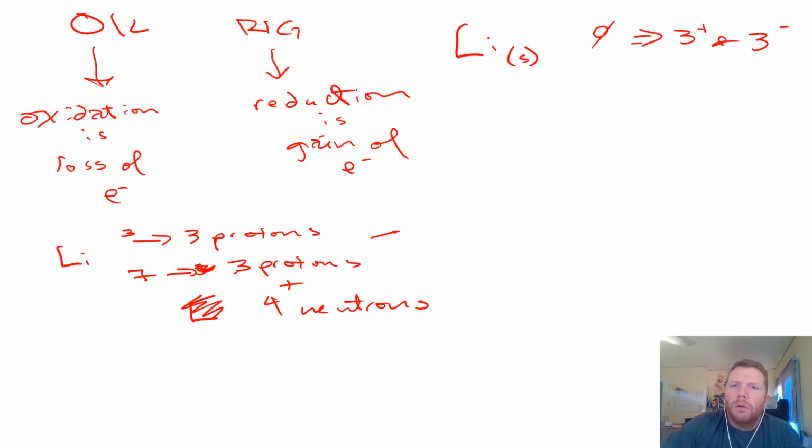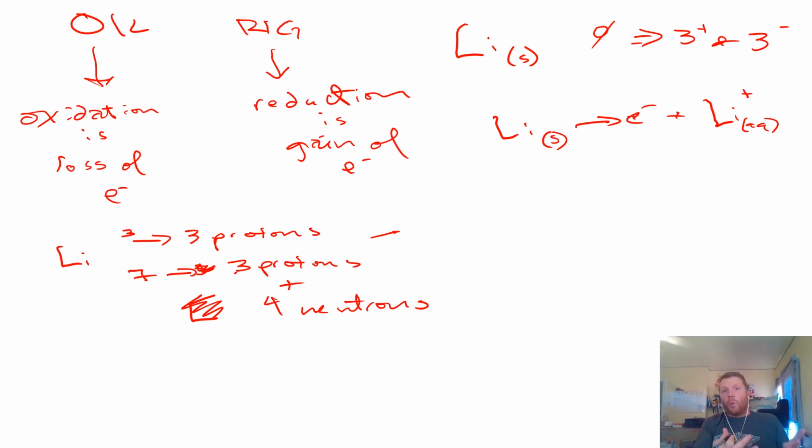Now, what oxidation is going to look like for lithium is Li solid gets oxidized, and whenever it gets oxidized, it breaks down to lose a single electron. Therefore, lithium still has 3 protons, but it only has 2 electrons. So now lithium has an imbalance in its charge, and it's going to have a charge of +1. So whenever you talk about a group 1 metal or a group 2 metal generally being +1 or +2 respectively, that's where that number is coming from. So this is oxidation.